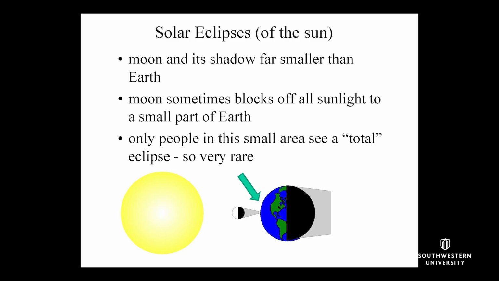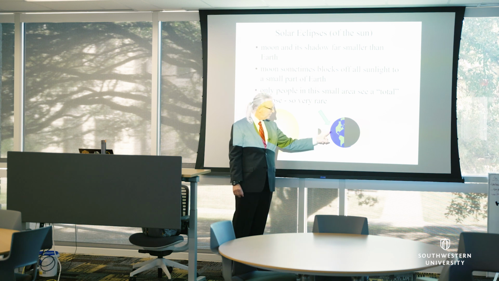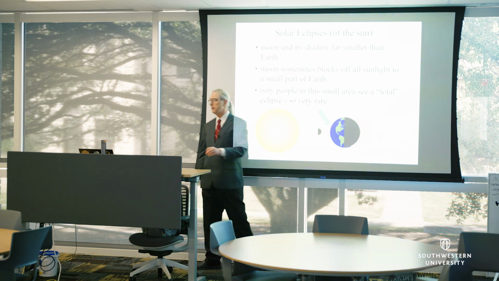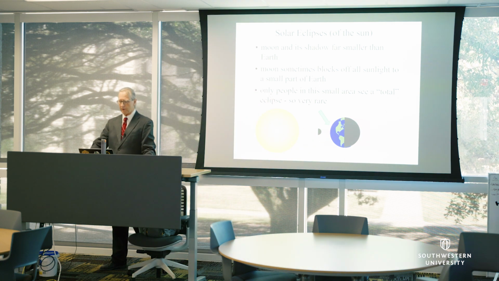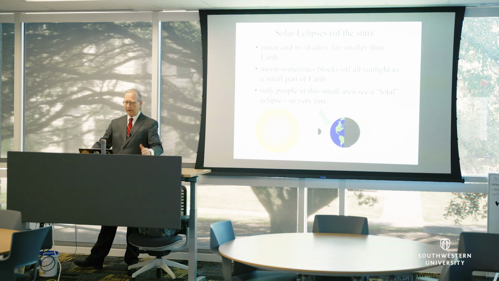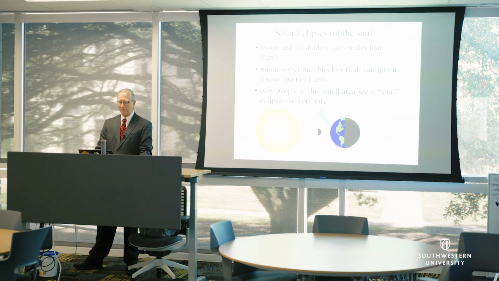The other kind of eclipse is a solar eclipse, and that's what we're really talking about today. And the thing is that the moon and its shadow are far smaller than the Earth. Only a few people on the surface of the Earth can view a solar eclipse. They're only the people who are in a very narrow band where the moon's shadow falls on the Earth. And so they're comparatively rare for the population on the surface of the Earth. You can't just be anywhere on the sunlit side of the Earth and see a solar eclipse.